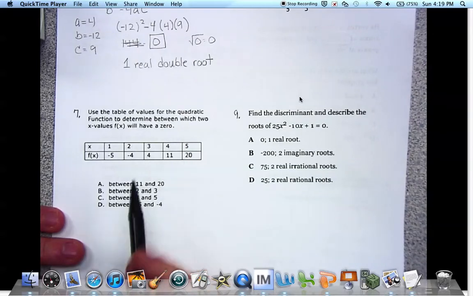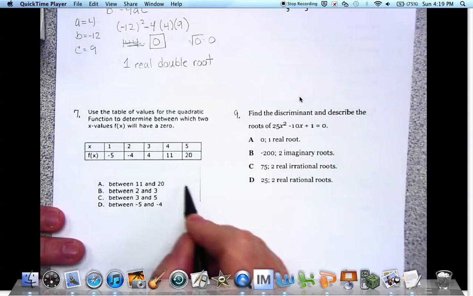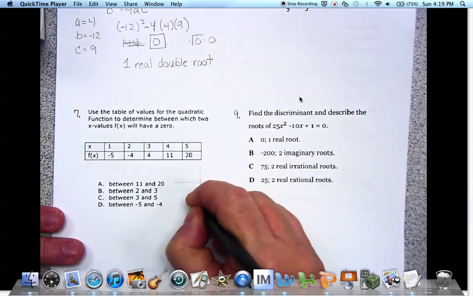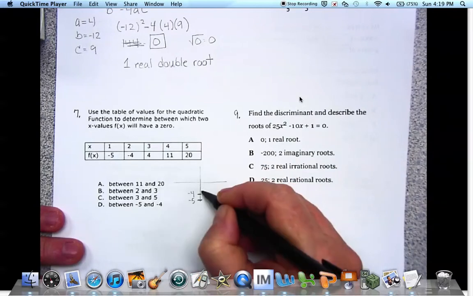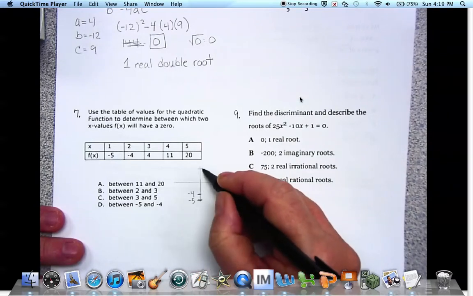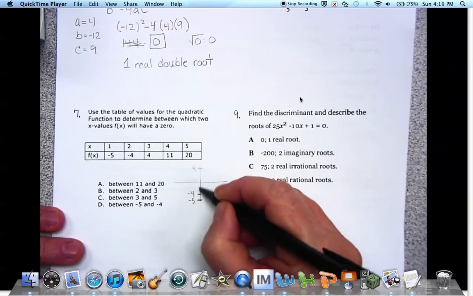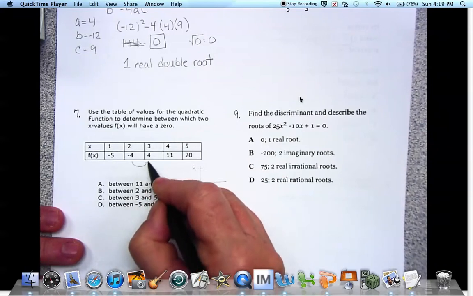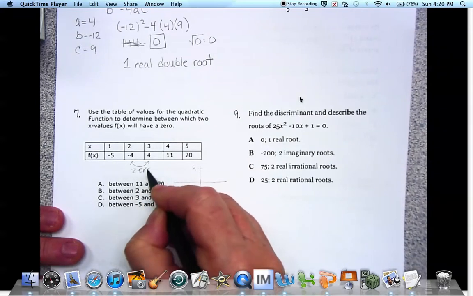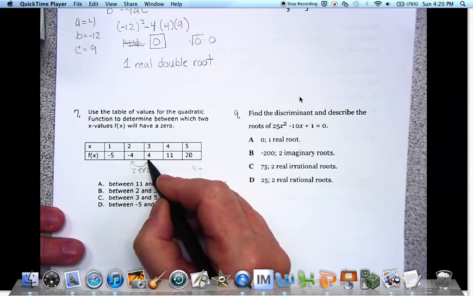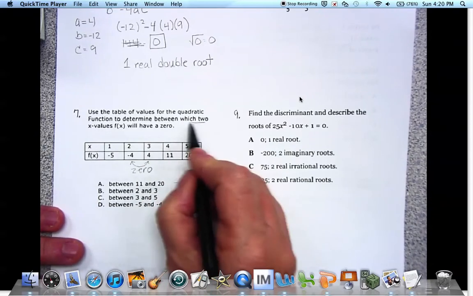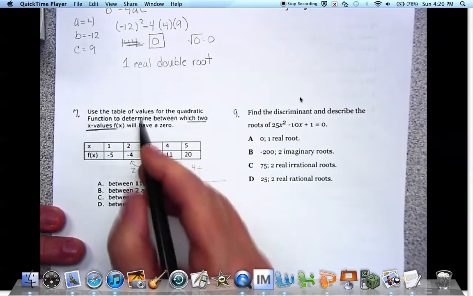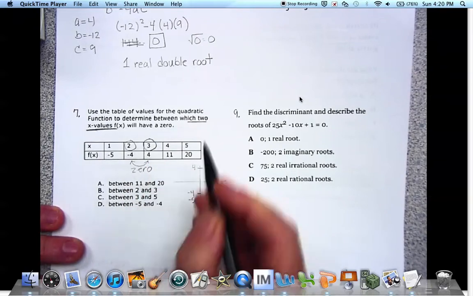If we're looking at that on a graph, negative 5 is down here, negative 4, and then from negative 4 to 4 we're going to cross the x-axis, so we're going to have a 0 between these two. When the sign changes, that's when you have a 0. It says between which two x values, so we don't want to put between negative 4 and 4. We want to put between 2 and 3. So that would be B.